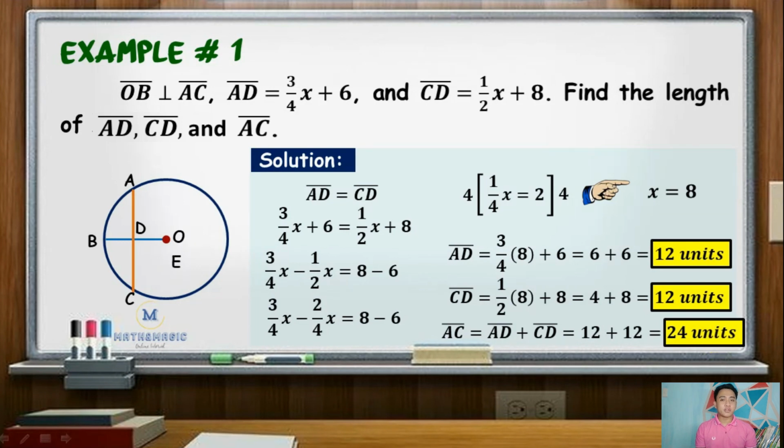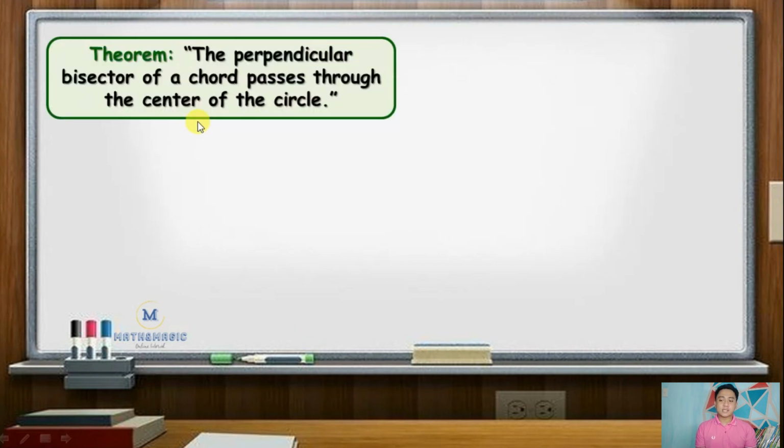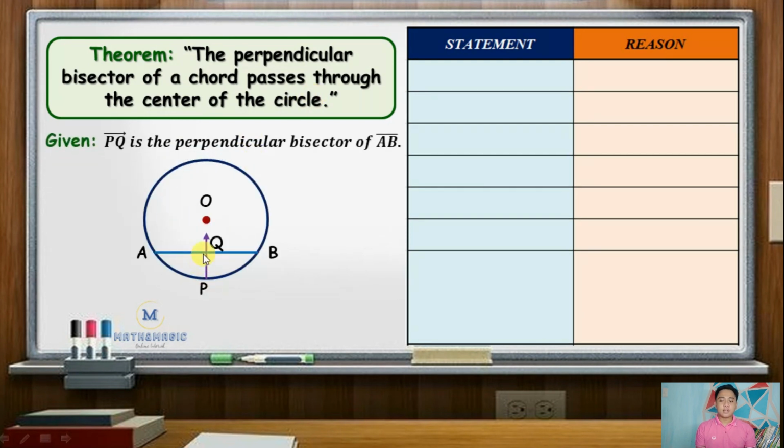Moving to our second theorem, it states that the perpendicular bisector of a chord passes through the center of the circle. Just like in the previous theorem, we are going to follow the statement-reason deductive proof to prove this theorem. Given that the line PQ is the perpendicular bisector of chord AB, we need to prove that the line PQ passes through the center O.